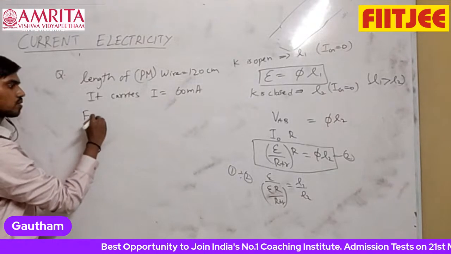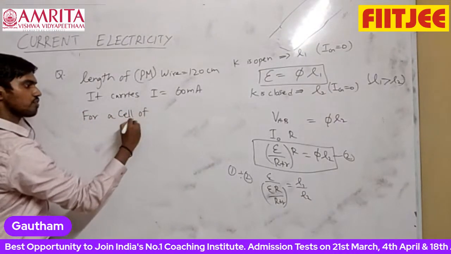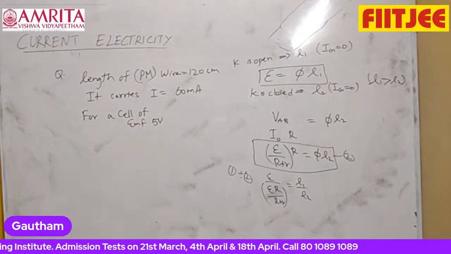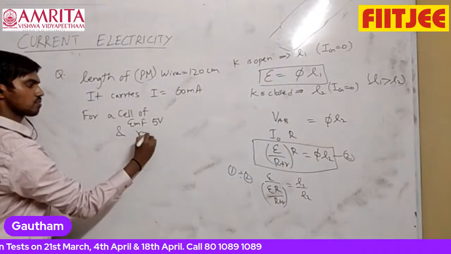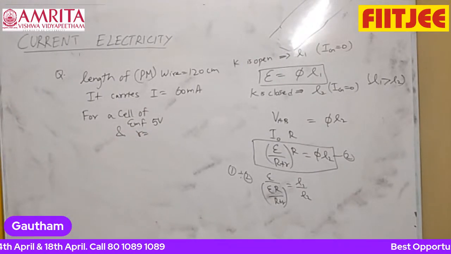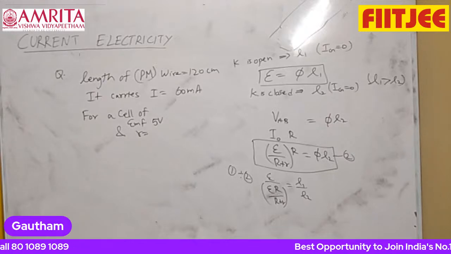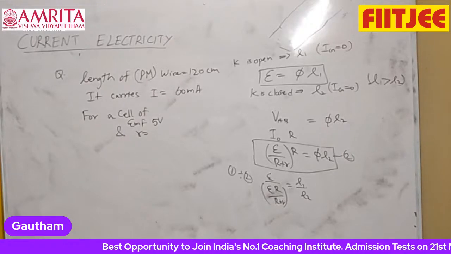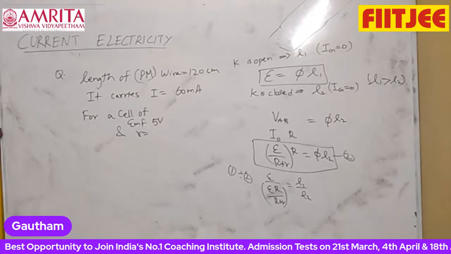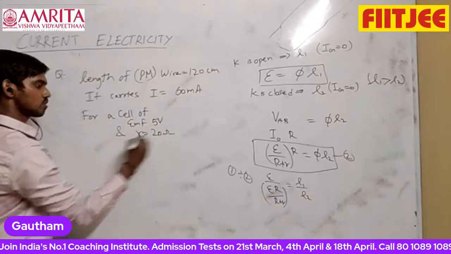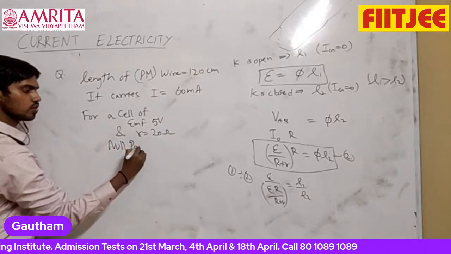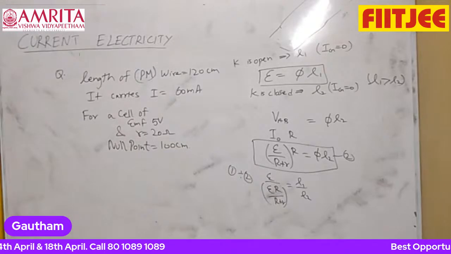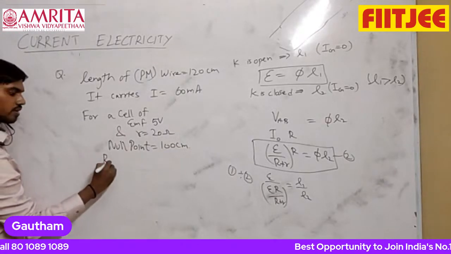For a cell of EMF 5 volt and internal resistance 20 ohms, the null point is found at 100 centimeters. Null point means the point where no current is flowing through the galvanometer. From this information, you have to find the resistance of the full wire.